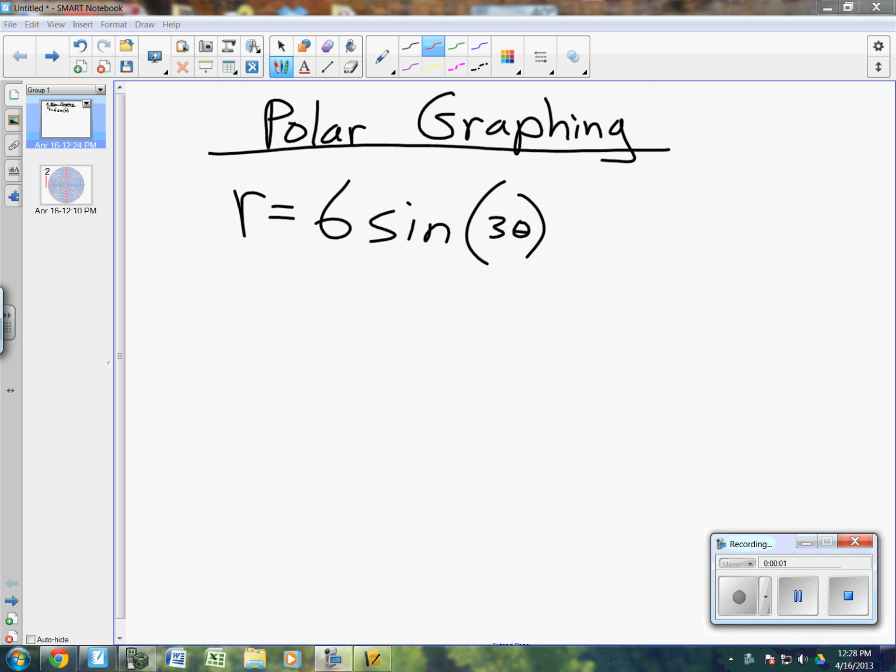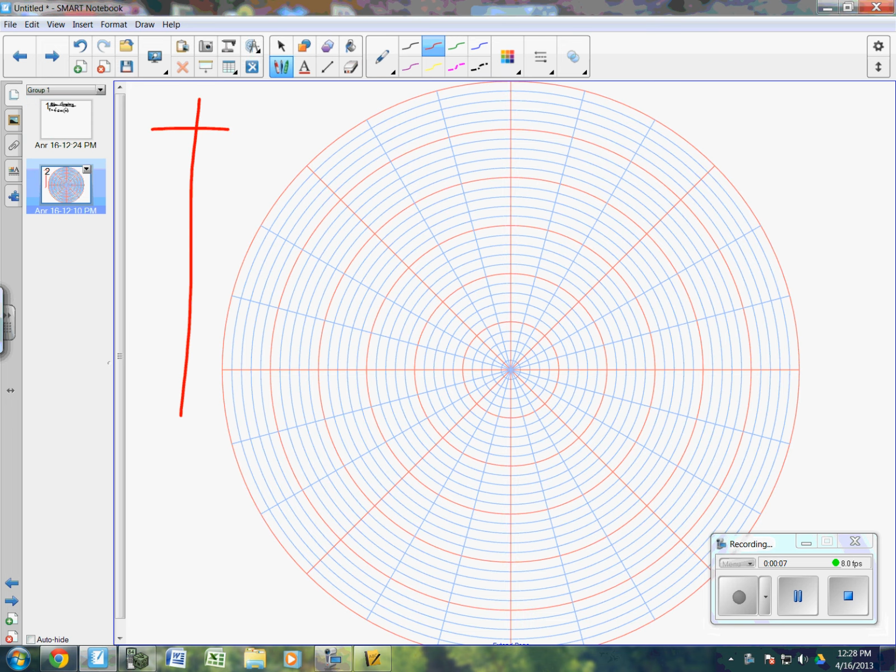We're going to talk about polar graphing. We're going to graph this by hand: r equals 6 sine of 3 theta. Before we do that, we need to understand what r and theta are. r is kind of like the x coordinate. Theta is like the y coordinate.